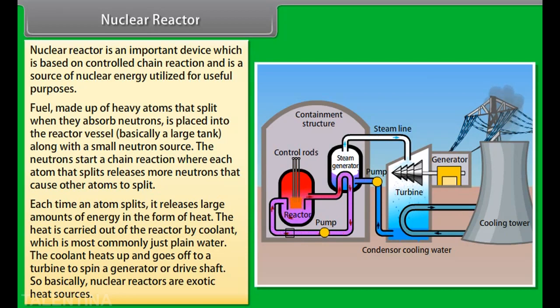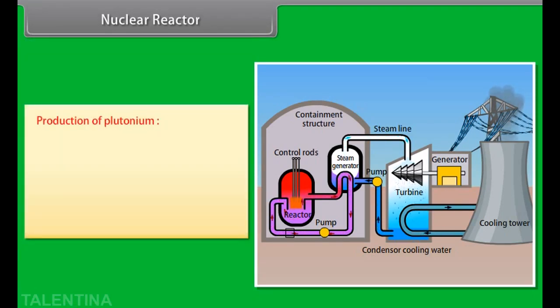The heat is carried out of the reactor by coolant, which is most commonly just plain water. The coolant heats up and goes off to a turbine to spin a generator or drive shaft. So basically, nuclear reactors are exotic heat sources.